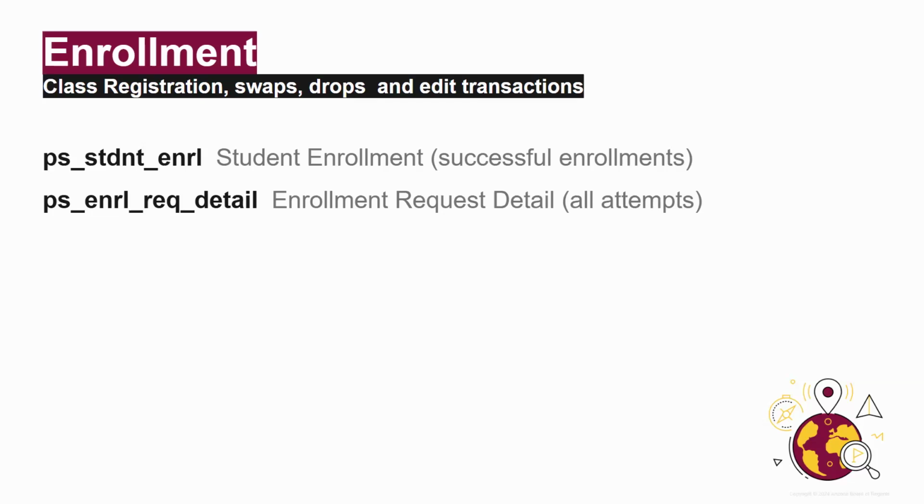Once they're added to the class, if they swap, drop, edit, all of those things, the latest state of that record is stored in the student enroll table. The granularity is the student's EMPL ID, the academic career, the term, and a class number. If a student adds a class, drops a class, adds the same class, drops it again, adds the same class a third time, and believe me, students do this, you'll only see the latest record of all of those transactions in the student enroll table.